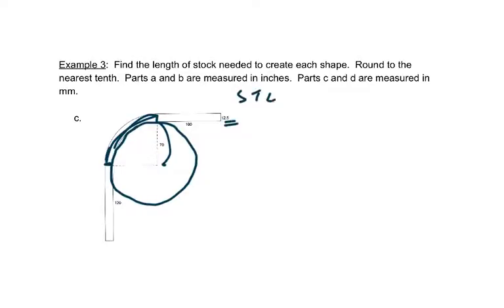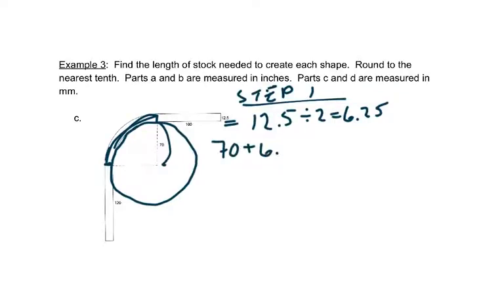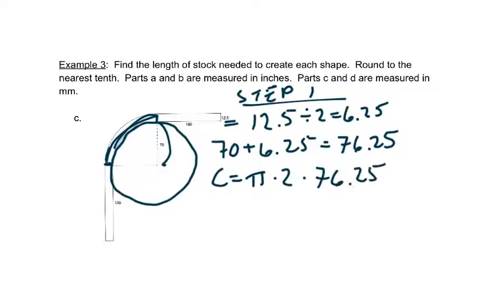So for step 1, we need to take half the stock, so 12.5 divided by 2 gives us 6.25. We need to add that on to the radius of the circle, so we get 76.25, and we need to find the circumference using that radius. Two times pi times r, and that gives us 479.0928.